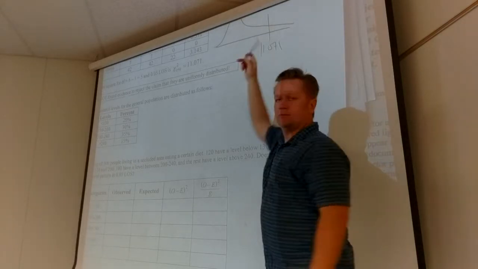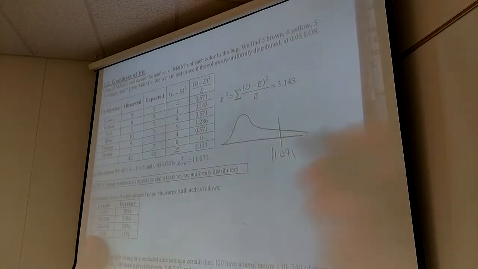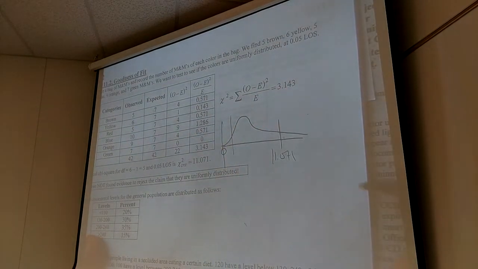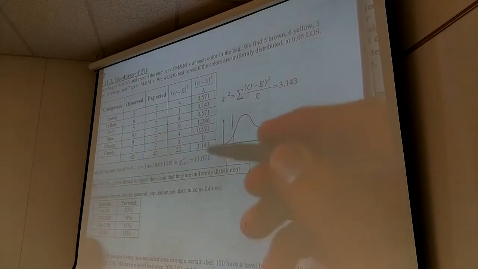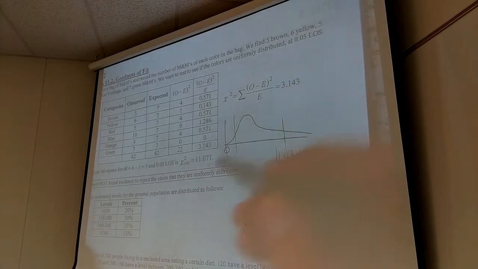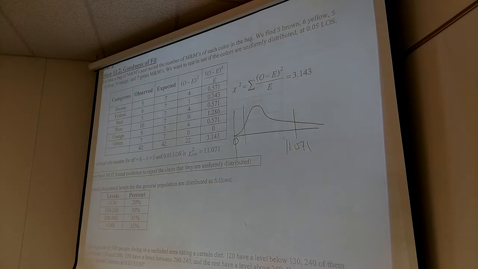What did we get? Or what did I get? I got 3.143. Remember, what's this? What's right here? So 3.143 is like right there. So is that evidence that they're different? No. So right here, we have not found evidence to reject the claim that they're uniformly distributed. We didn't find evidence that they're different. You could say it that way too. You can use normal English. I'm not going to be overly picky about the way you word this.